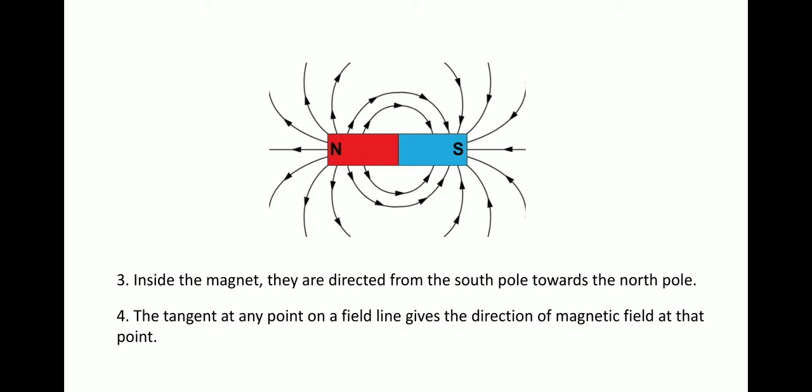Number 4, the tangent at any point on a field line gives the direction of the magnetic field at that point. Suppose I say, let's find out the magnetic field direction at this point. Then we will draw a tangent at this point. The tangent will be moving straight like this. That particular direction will be the direction of the magnetic field at this point, given by the tangent of the field line at that point.